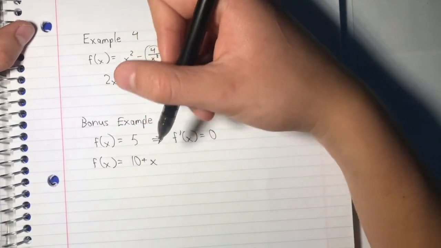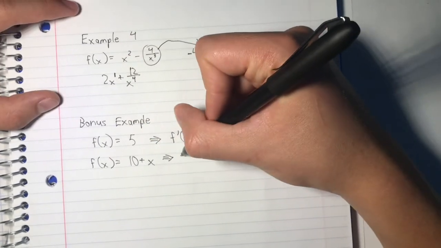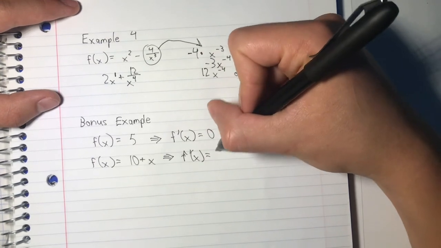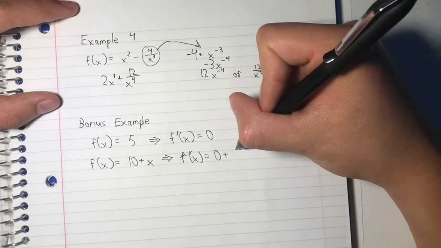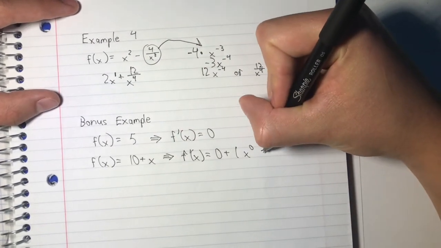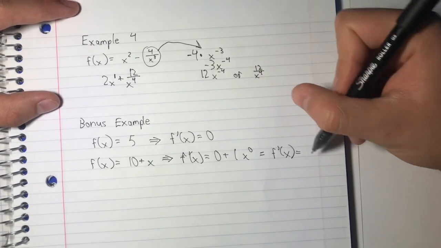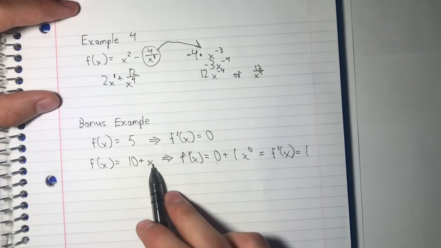So let's say we have f of x equals 10 plus x, right? And I showed this a little earlier, so 10 goes to 0, right? So f prime of x equals 0 plus, now x to the 1st power, that just becomes 1. F prime of x equals 1. Because our 10 cancels to 0, and x goes to 1.